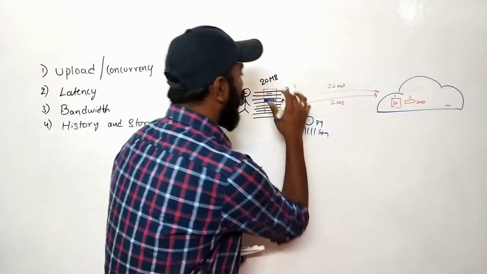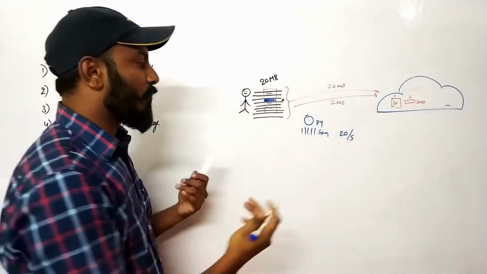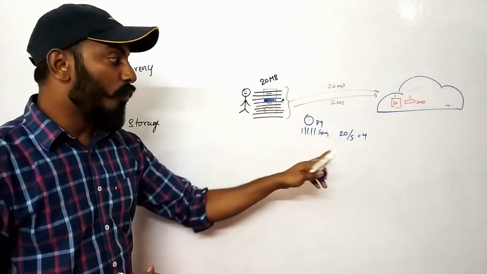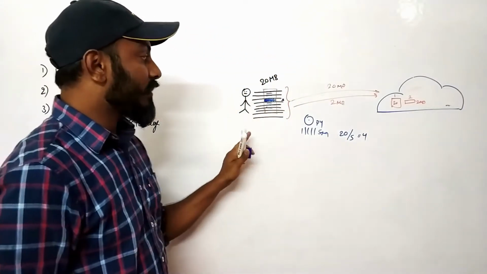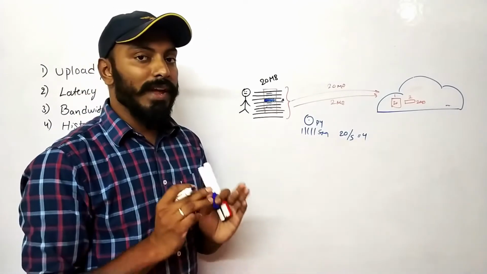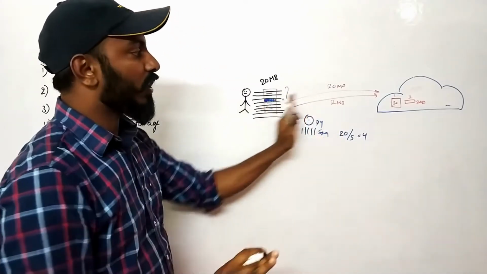To sync the whole file, we just take 20 seconds divided by 5, which is about 4 seconds only. Earlier we used to take 20 seconds, now we are taking just 4 seconds. That's the optimization. So the latency is very low because we can sync the chunks in parallel to the cloud.